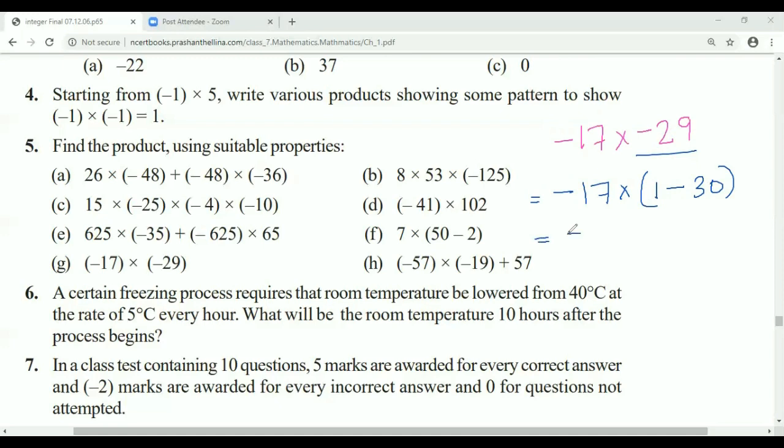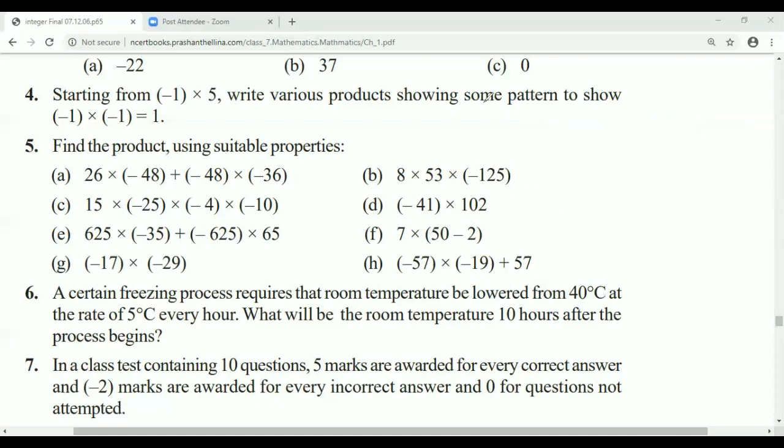So then you can write negative 17 into 1 plus negative 17 into negative 30. Then you will get negative 17 into 1 is equal to negative 17, plus negative 17 into negative 30 is equal to positive 510. So you will get an answer 493.